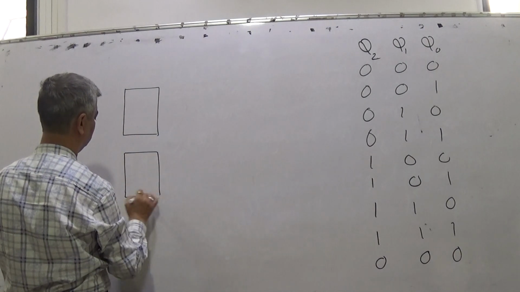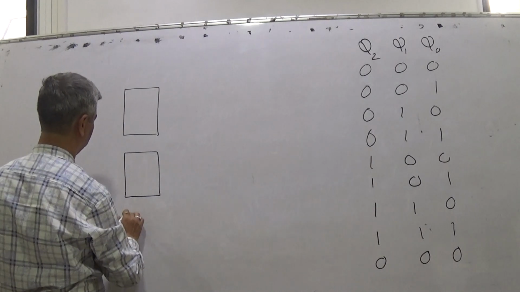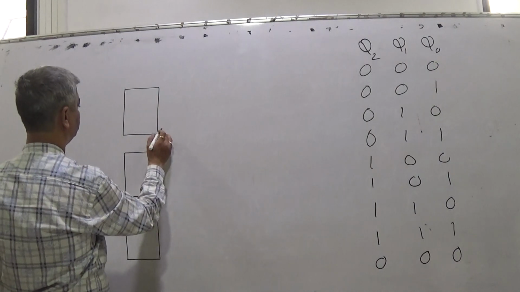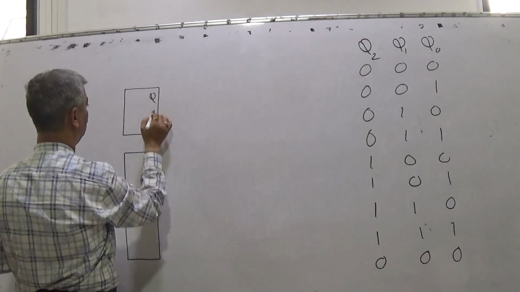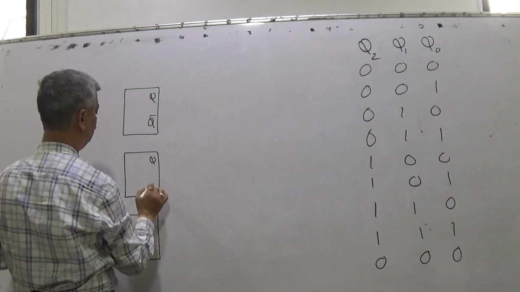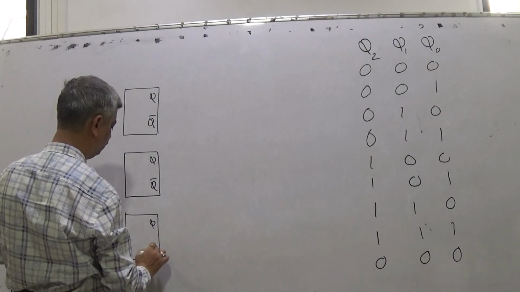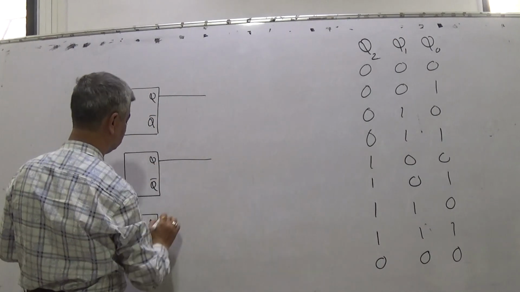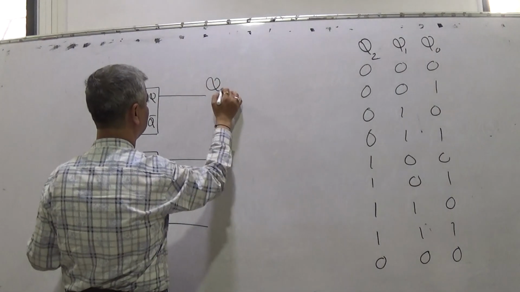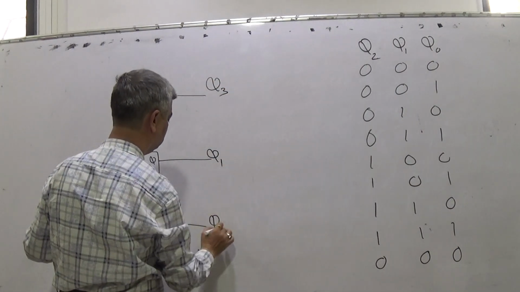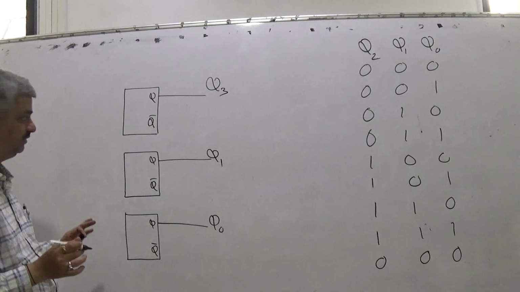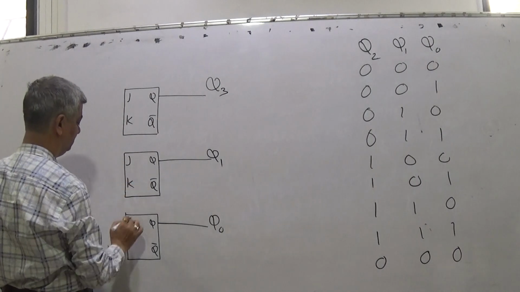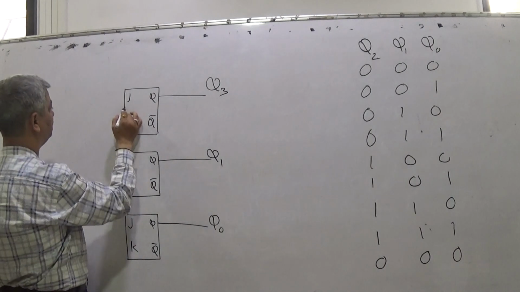There is no need that we should draw them either horizontally or vertically, that is not important. So all 3 flip-flops, each having Q and Q bar as its outputs. These are local names inside, and externally there will be 3 pins coming out. I will name these Q2, Q1, Q0. Each will have J, K, and each will have a clock.